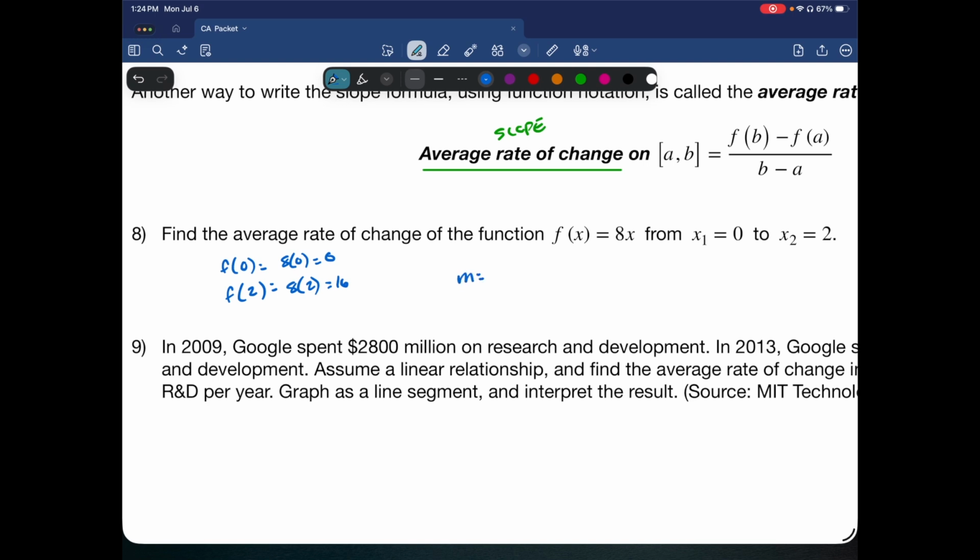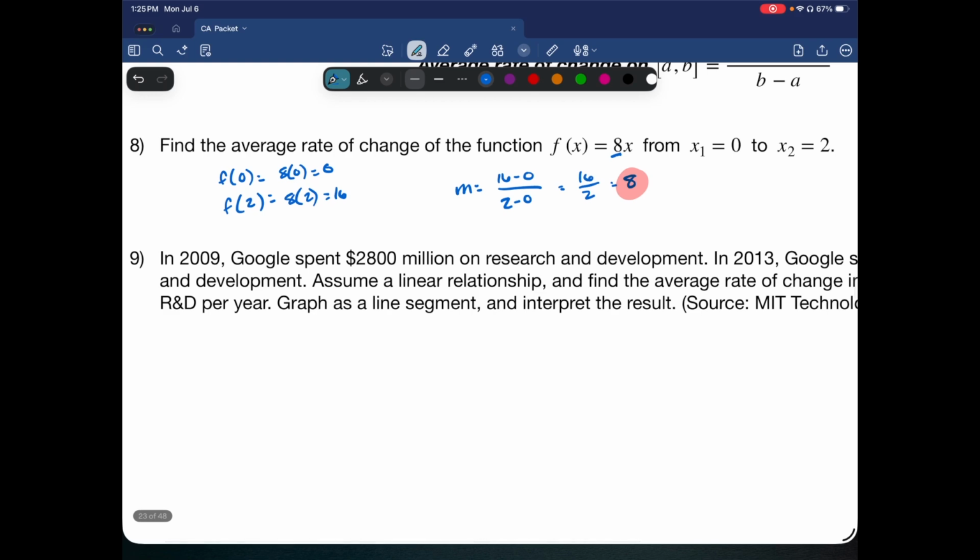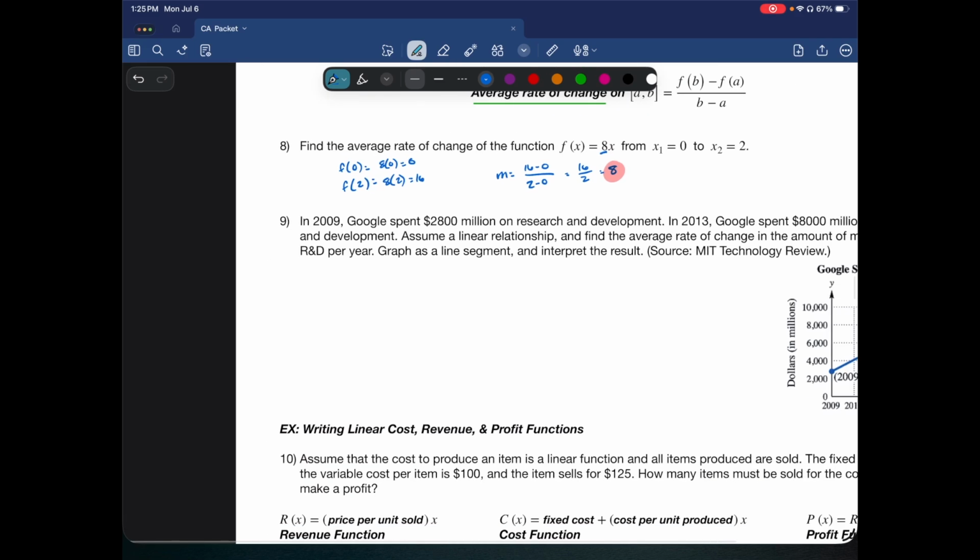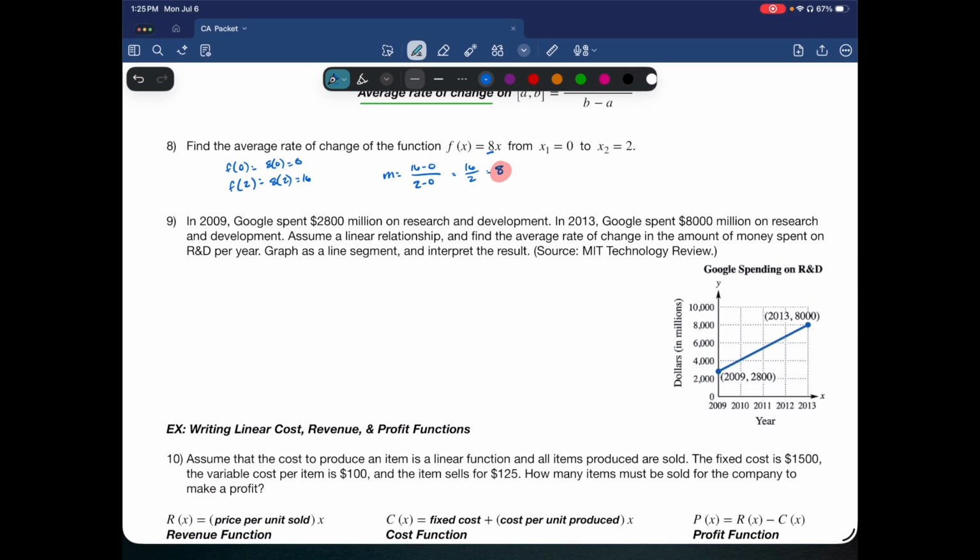So this would be 16 minus 0 over 2 minus 0, which is going to end up with 8. Okay, but of course we already knew that because it's right there. But that's your answer.